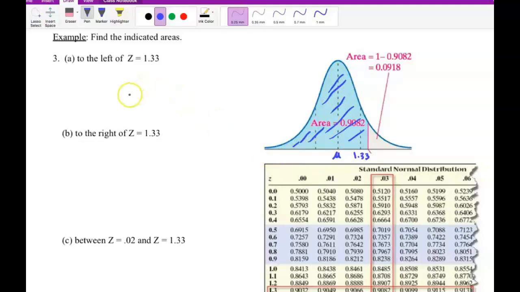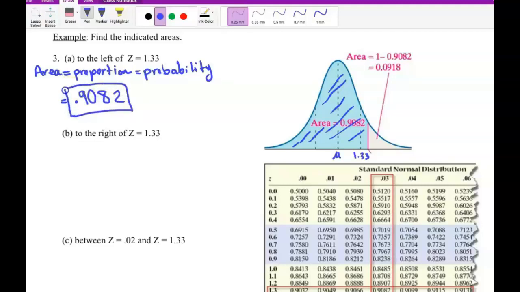So based on the table here, instead of area, we can also write proportion or probability. So that area, which was what we had on the left side of the z-score, is equal to 0.9082. So this is our area.